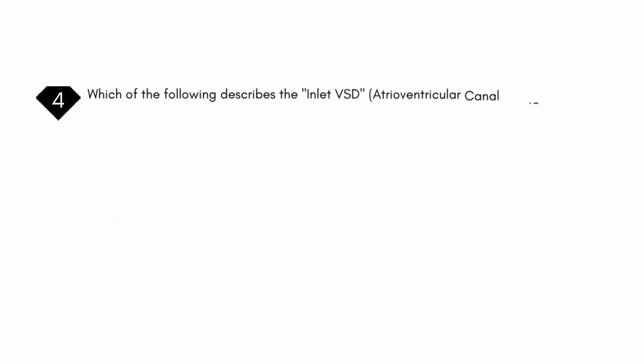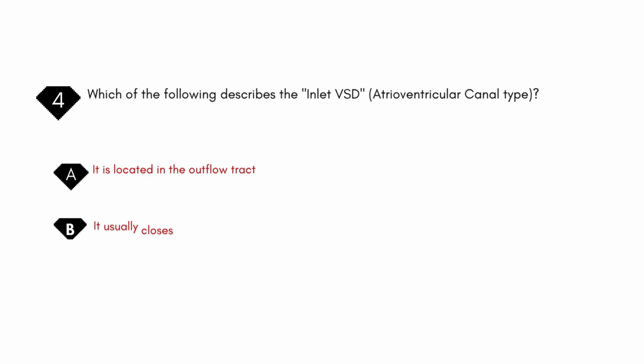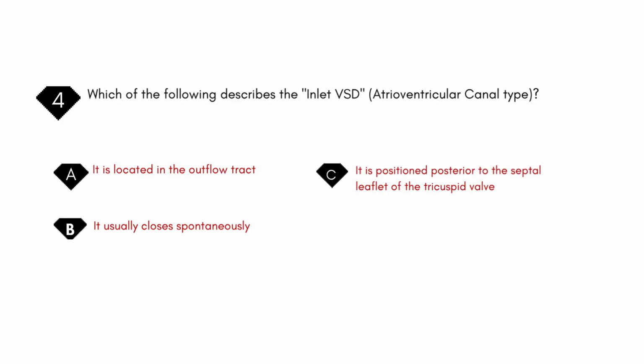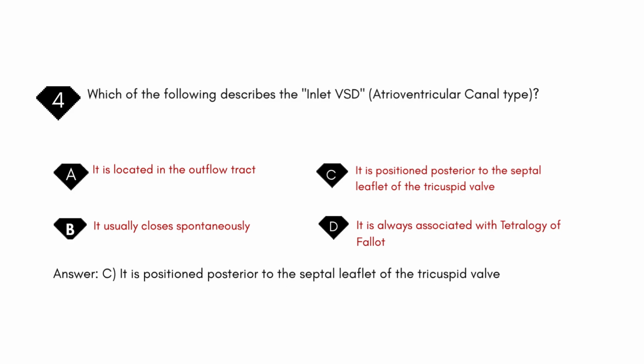Which of the following describes the inlet VSD, atrioventricular canal type? A. It is located in the outflow tract. B. It usually closes spontaneously. C. It is positioned posterior to the septal leaflet of the tricuspid valve. D. It is always associated with tetralogy of Fallot. Answer: C. It is positioned posterior to the septal leaflet of the tricuspid valve.